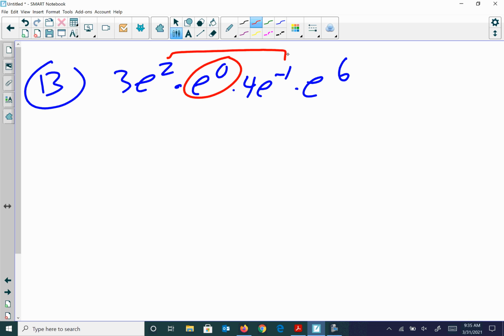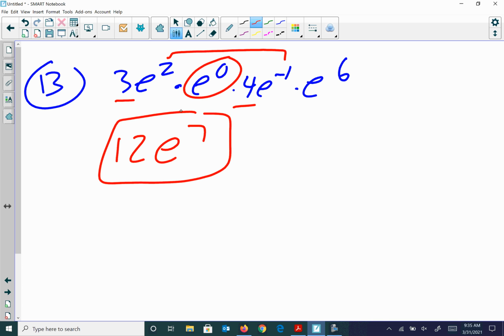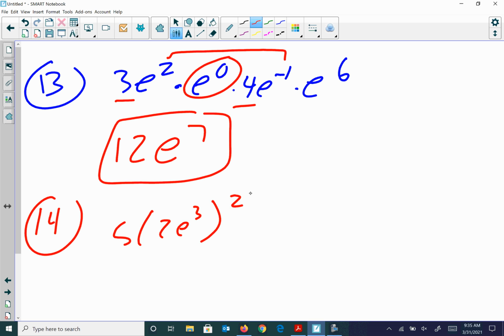So we're going to add here and here, and that gives me 2. 1 plus 6 is going to give me e to the 7th. Multiply those, so I get 12e to the 7th. Number 14, I get 5 times (2e to the 3rd) to the 2nd. So we're going to distribute this here and here, so that's going to give me 5 times 4e to the 6th. Multiply 5 and 4 together, so you get 20e to the 6th.